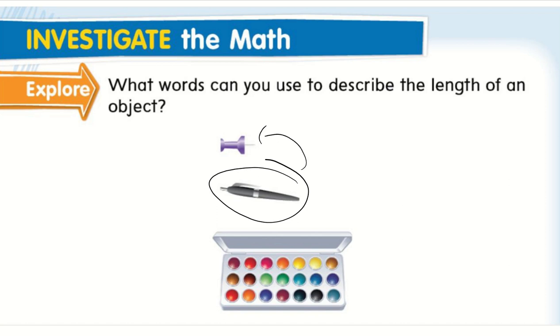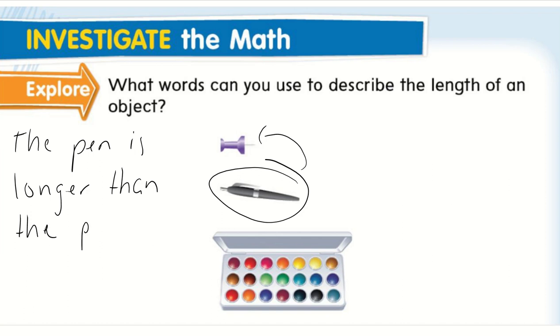So for example, if I write that down, I would say the pen is longer than the pin. So a couple key words we have here is longer than. If I were doing it the other way around, I would say the pin is going to be shorter than the pen. So using the words longer than and shorter than are really going to help us out with this.